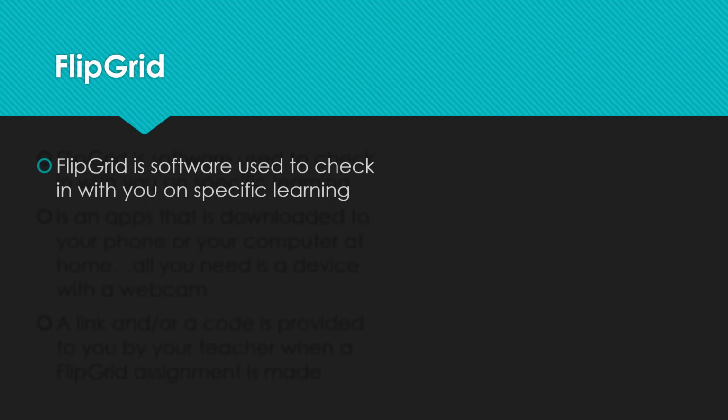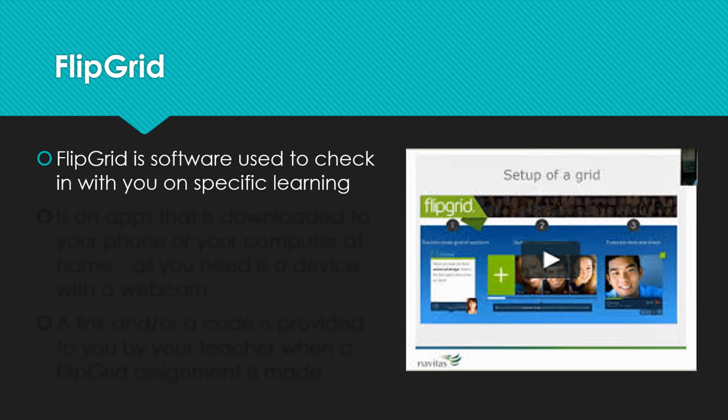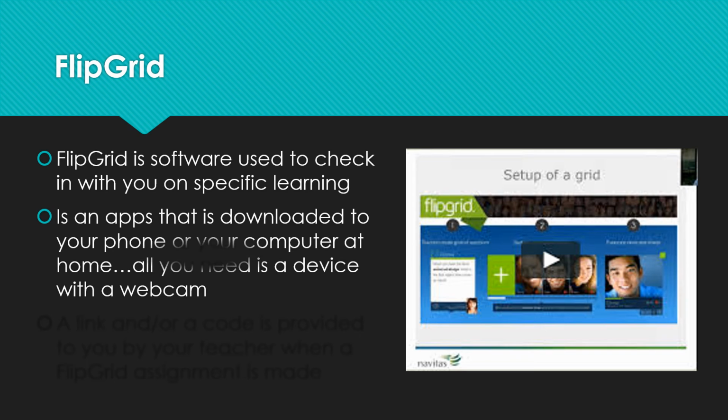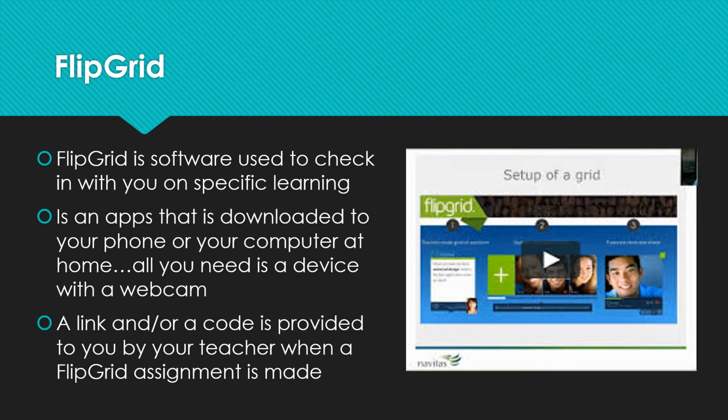Flipgrid. Flipgrid is software used to check in with you on specific learning. It is an app that is downloaded to your phone or your computer at home. All you need is a device with a webcam. A link and/or a code is provided to you by your teacher when a Flipgrid assignment is made.